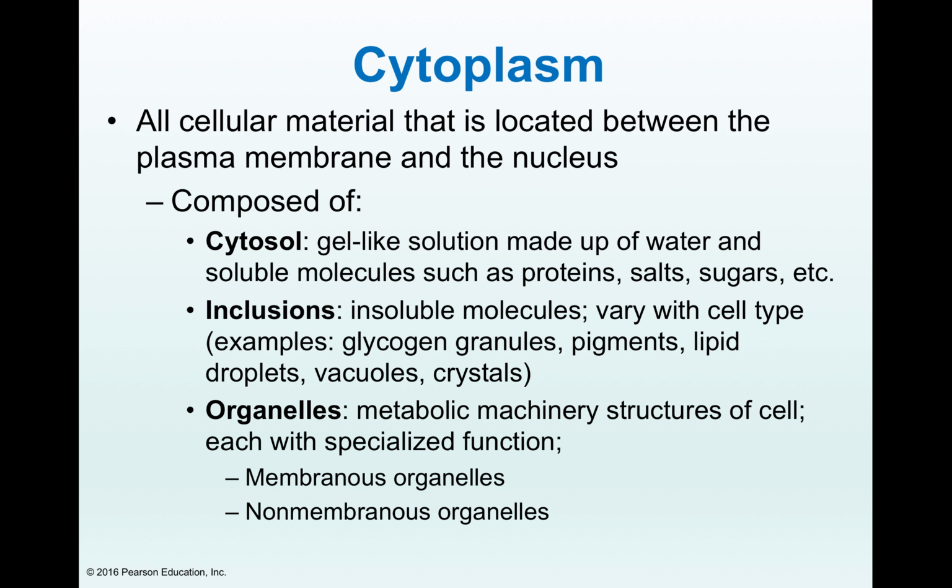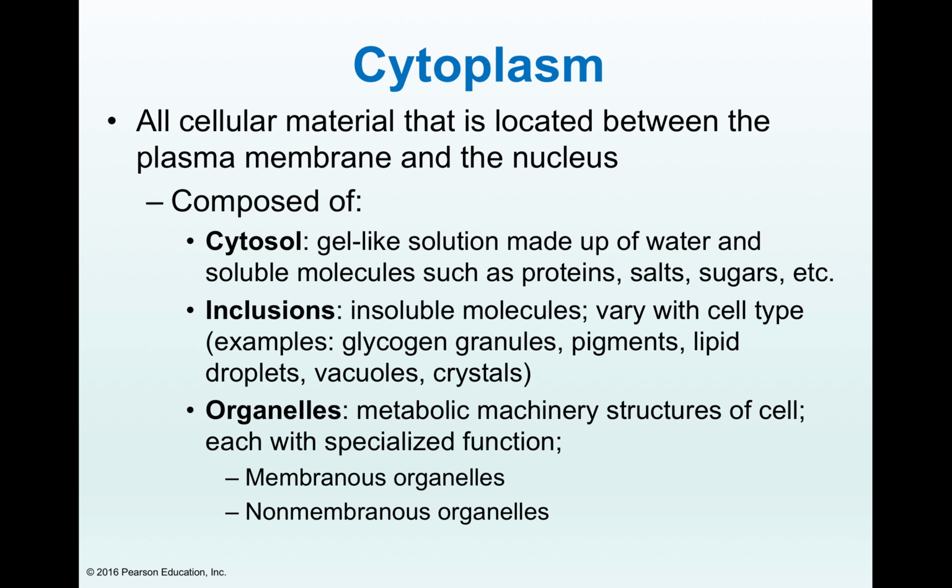Now, the space that is present inside the cell minus the nucleus is referred to as the cytoplasm. So, cytoplasm is the space and all of the organelles and the gel-like material that are present inside the cell. Now, if you take a look at this space, it is filled with a gel-like material, which is mostly water, and it also contains protein, salts, and sugar, and that gel-like material is referred to as cytosol. And within the cytosol, you can find components known as inclusions and organelles.